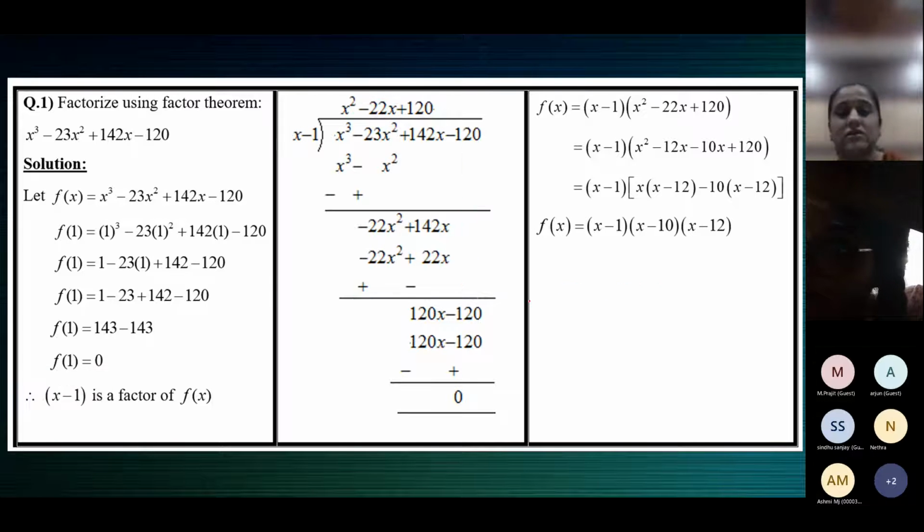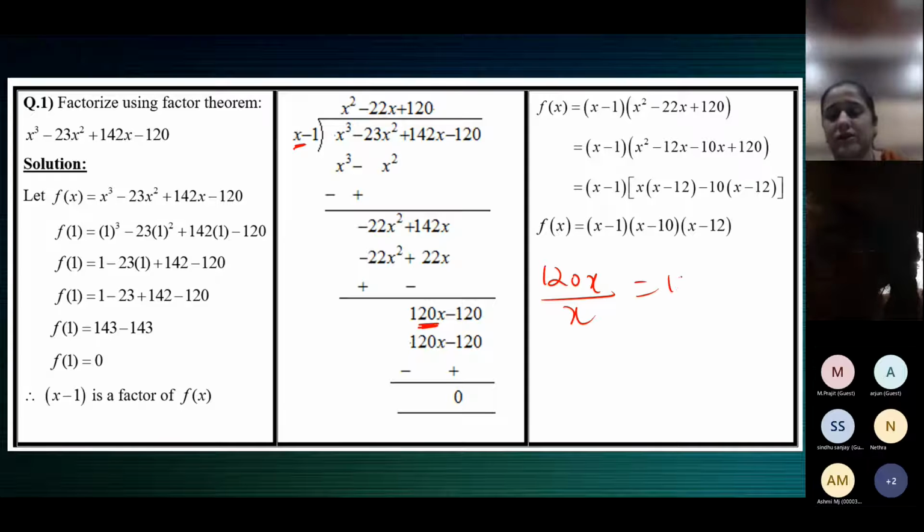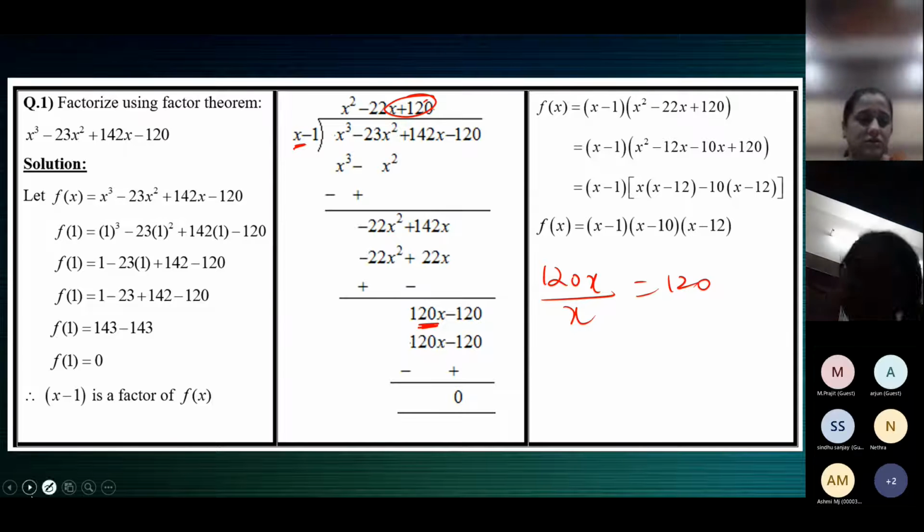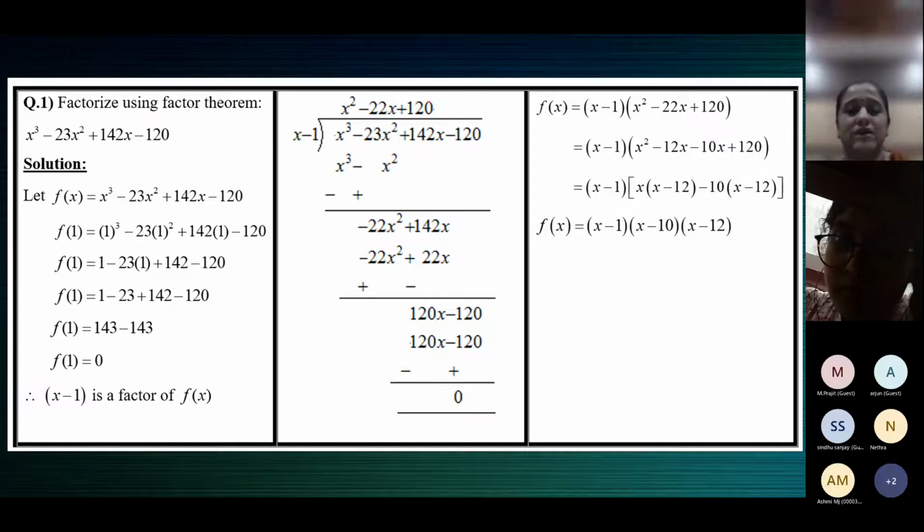Again, to find the third term in the quotient, divide. This is the new dividend now. So divide 120x by x. You get plus 120. That's the third term in the quotient. And again, multiply 120 with x, 120x. Multiply 120 with minus 1, you get minus 120.